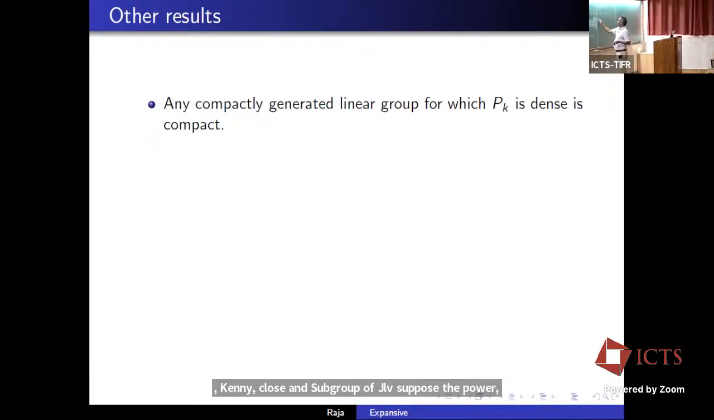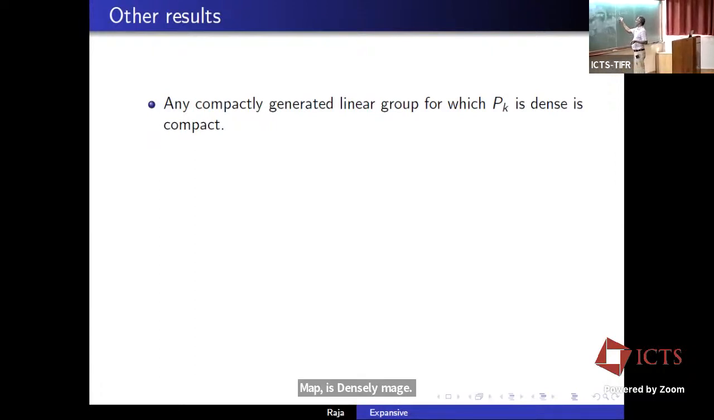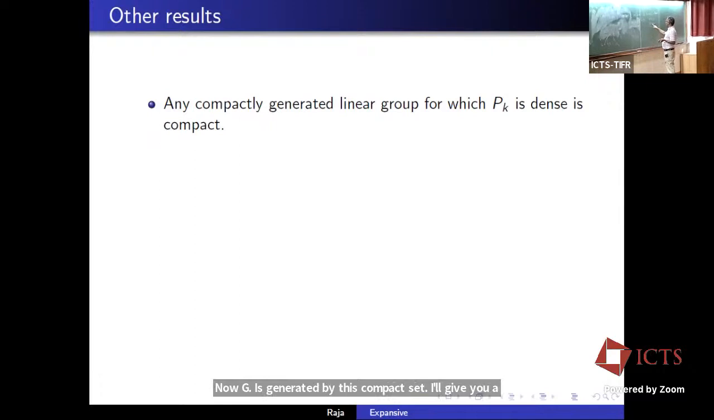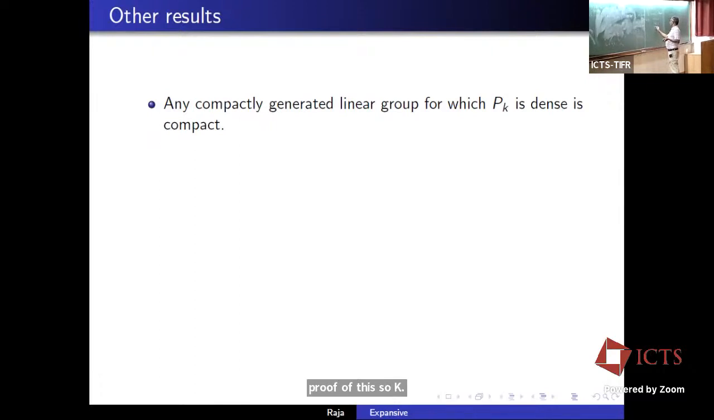and if G is compactly generated, and this is dense, then by this G will be contained in a group of the form L times U, where L normalizes U. Now G is generated by this compact set K. I'll give you a proof of this. So K is contained in L times U, and L is a compact set. So K will be contained in L times (U intersection K).